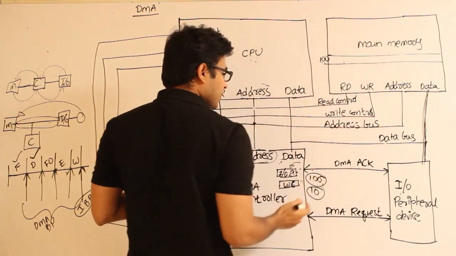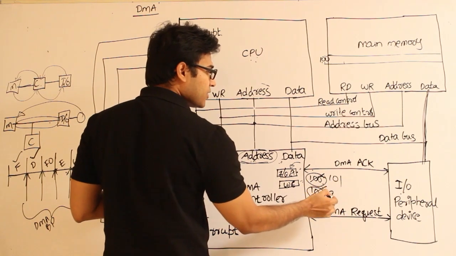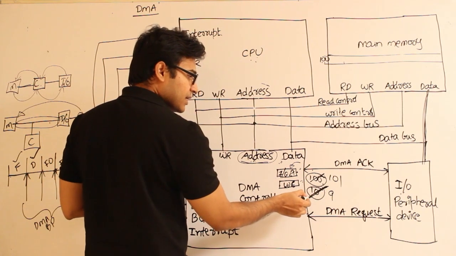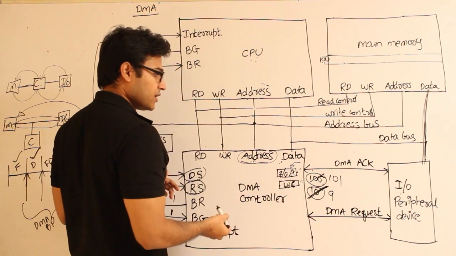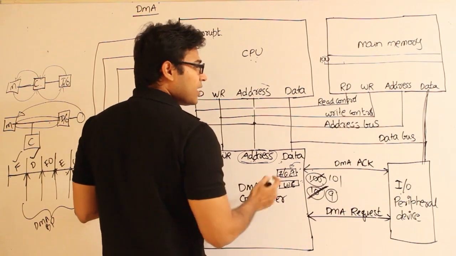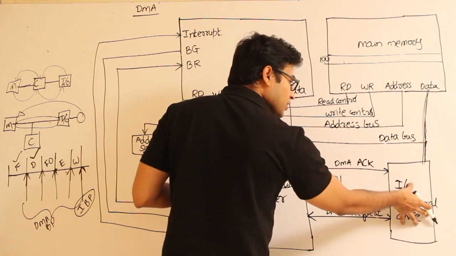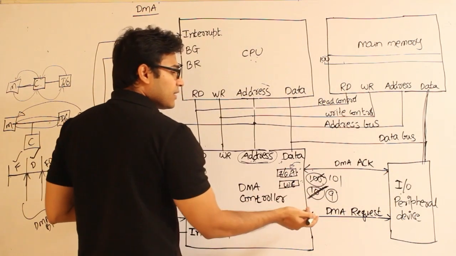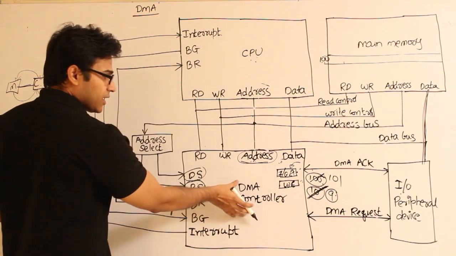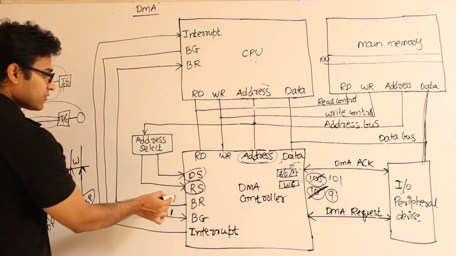Immediately after doing that, our register will be incremented by 101 and the word count will be decremented by 1 word, which means we were initially supposed to transfer 9 words, out of which we have transferred 1 word, and so we are supposed to transfer 9 more words, right? But then your IO devices are generally slow, and so immediately you will not be given the next word, and till that time our DMA controller will release the system bus. How? By making the bus request 0.